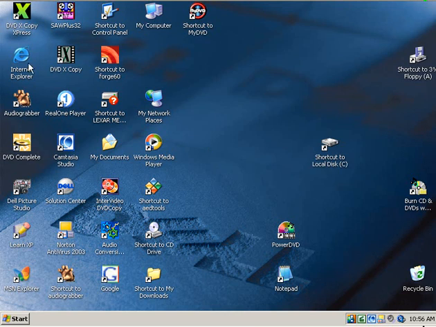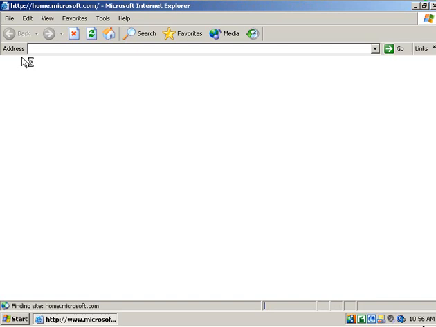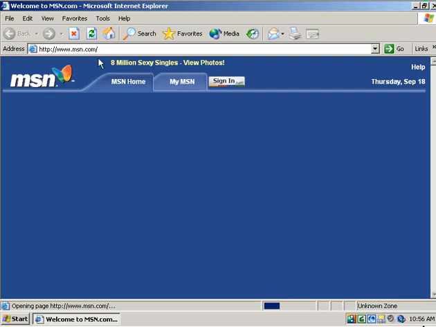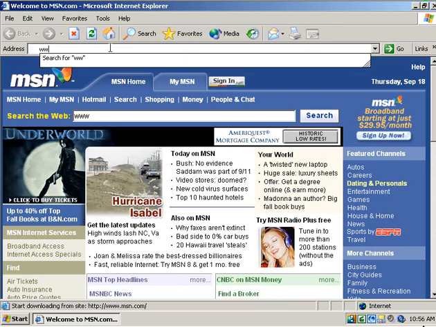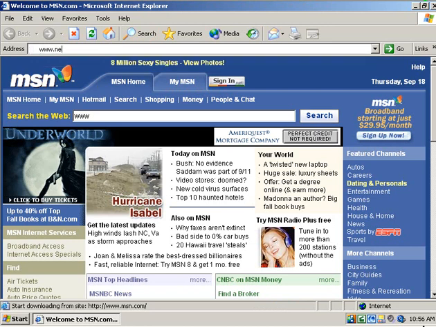First thing I would do is click on the Internet Explorer link. And from here, I'll go to the Networker 2000 main website. So I'm going to type in www.networker2000.com.